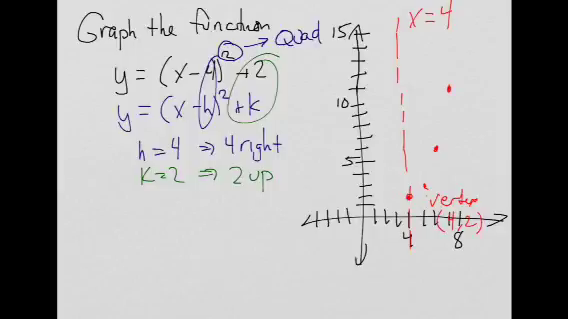And then I can mirror it on the other side. So over 1, up 1, over 1, up another 3, over 1, up another 5, and then I can draw in my parabola. And that is the graph of my function, x minus 4 quantity squared plus 2.